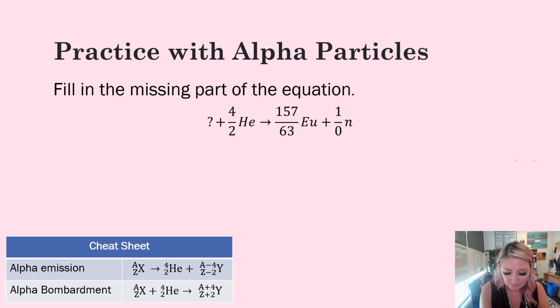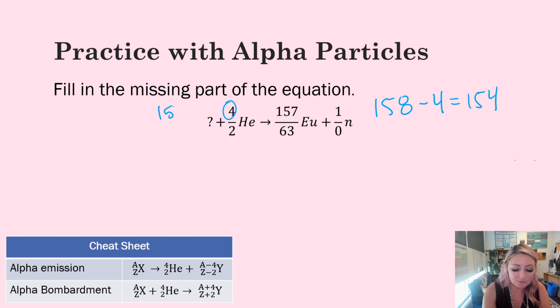Looking at your mass number, 157 plus 1 is 158. So whatever the missing species is, it is going to have, let's do this over here, 158 on this side. You can't just plug that in as your mass number because we know that we've bombarded it with 4. So the total here is 158. We're going to subtract that 4, and that gives us 154. So 154 is the original mass number because 154 plus 4 gives us 158.